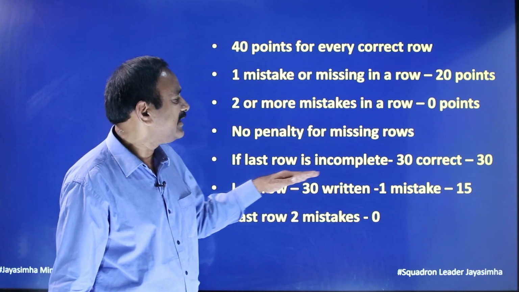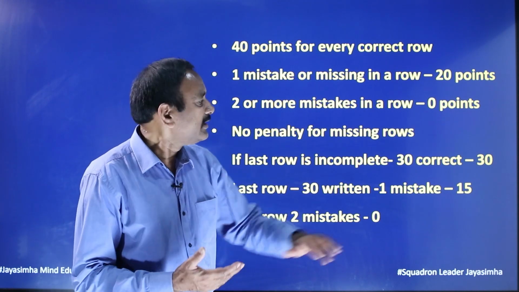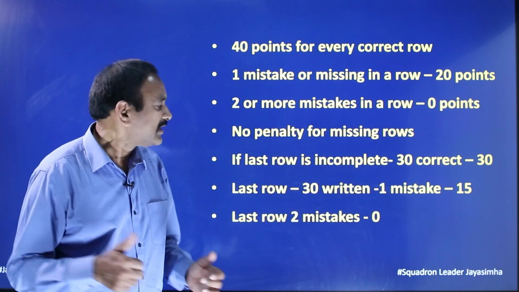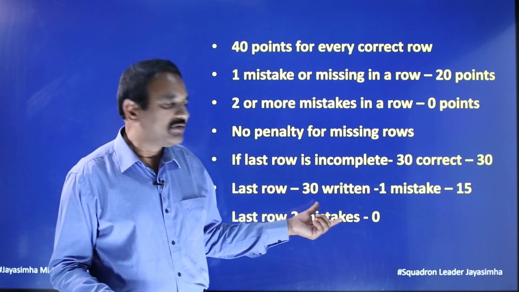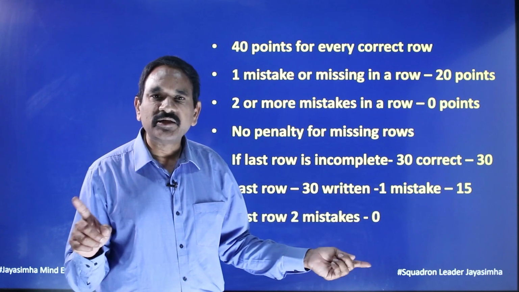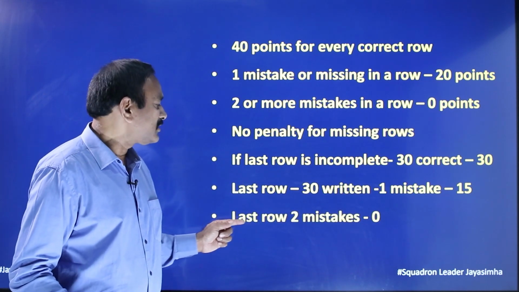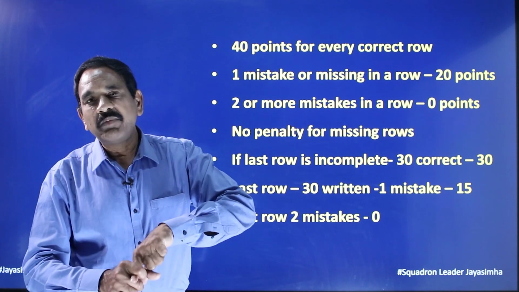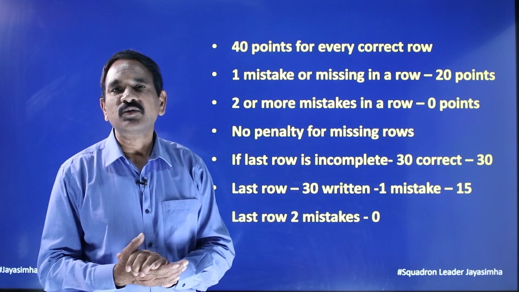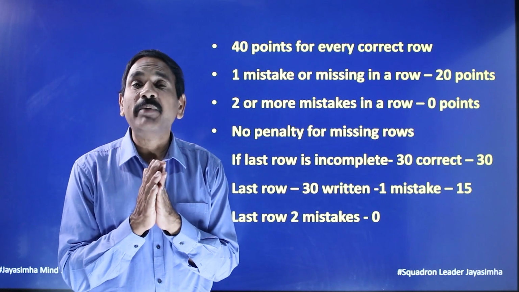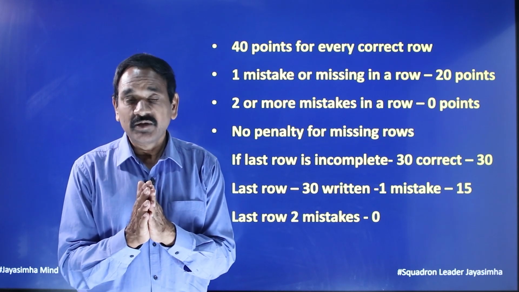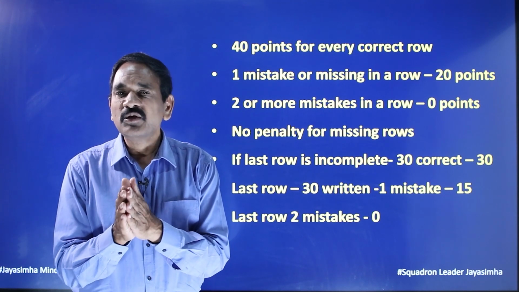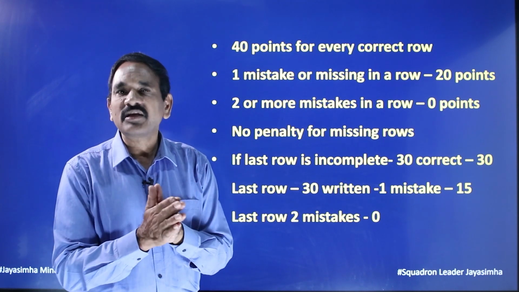If the last row is incomplete, that means you didn't write all the 40 numbers, say 30 are correct, you will get 30 points. If in the last row you have written 30 and 1 mistake, you will get 30 by 2, 15. And if in the last row there are 2 mistakes or 2 blanks or 1 mistake and 1 blank, you will get 0 for the last row also. This is how the scoring pattern will work. You understand this? This scoring is different from what you know in school and college. Totally different. Why?